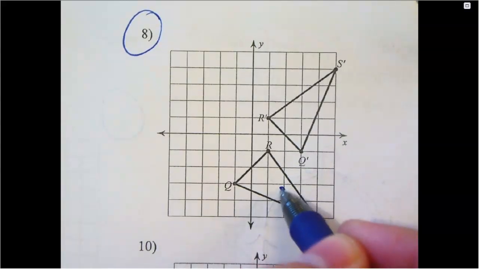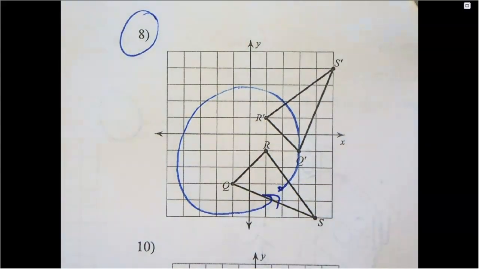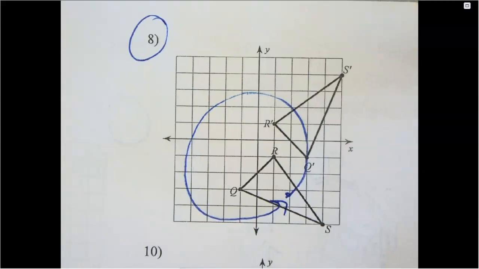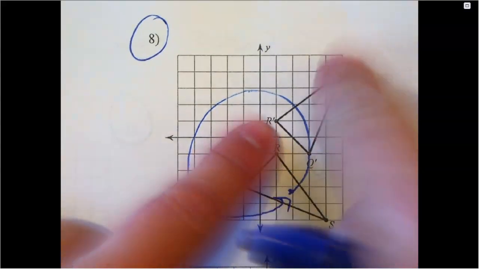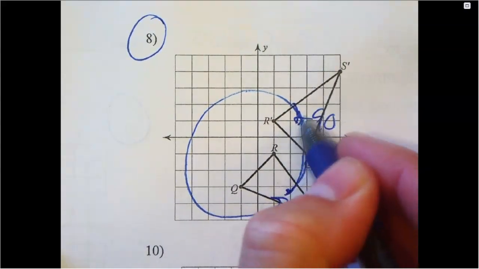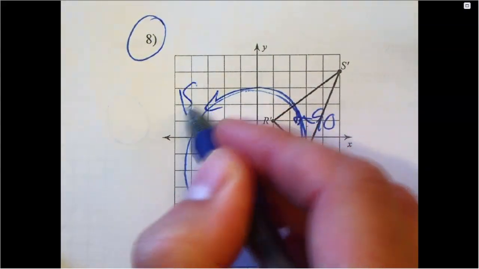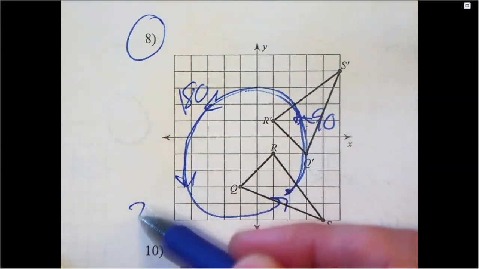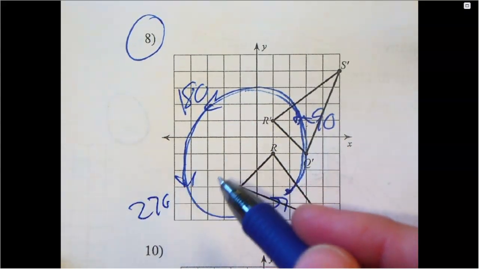So I start here. I work my way around. How many quarter turns did I make? You go this way. So 90 would be here. 180 would be over here. I think you're just going the other direction.